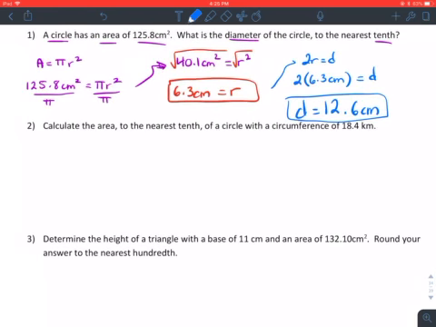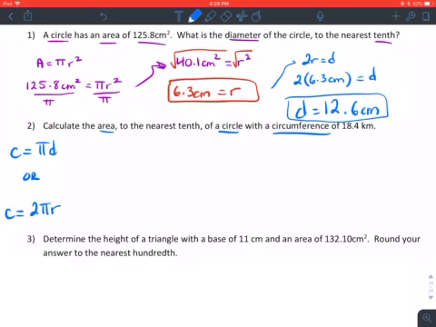Calculate the area to the nearest tenth of a circle with a circumference of 18.4 kilometers. So we need an area, and we have a circle and circumference. Now, circumference has two separate formulas. We could say the circumference is equal to pi times the diameter, or the circumference is equal to 2 pi r. The difference between the two is one has it in terms of diameter, the other one just changes the diameter and represents it as 2 times the radius.